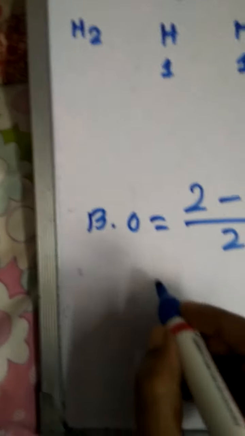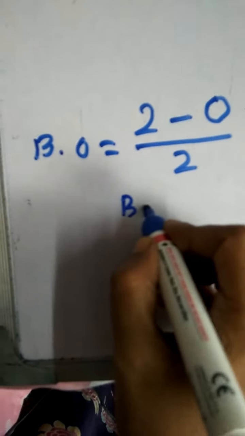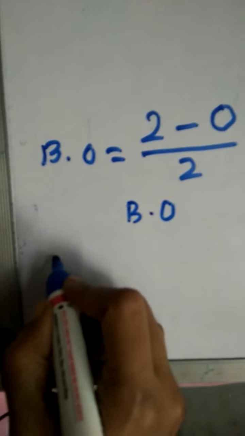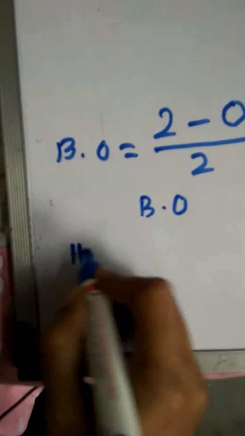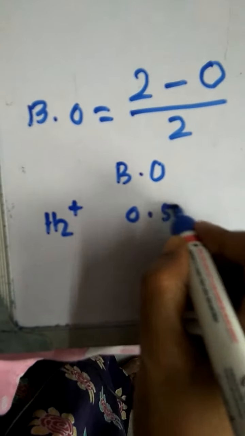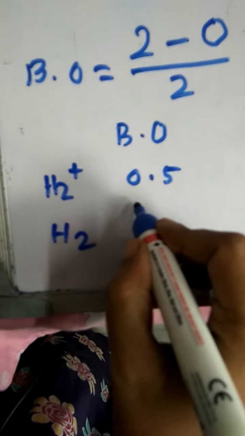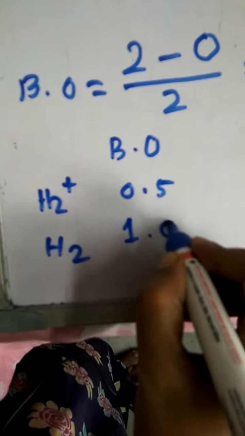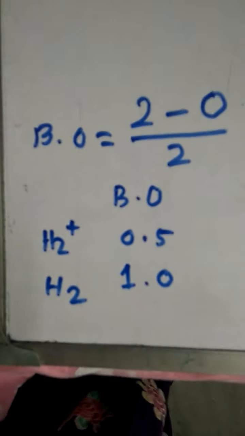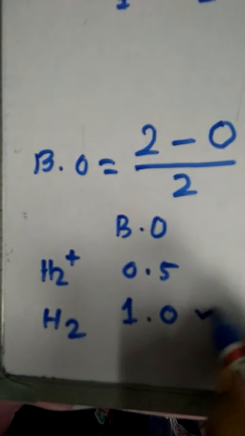So what we have seen now is that the bond order for H2 plus is 0.5 and for H2 it is 1. As the bond order in H2 is more, H2 will be the more stable molecule.